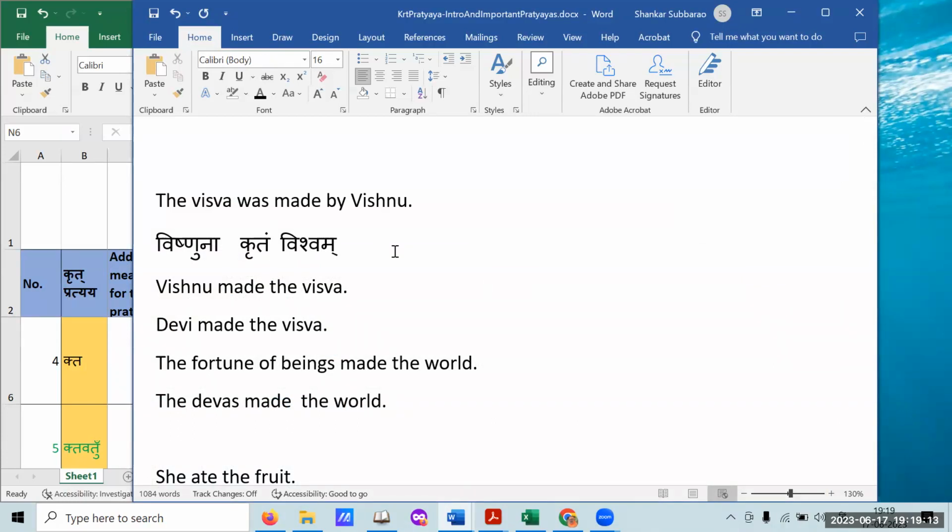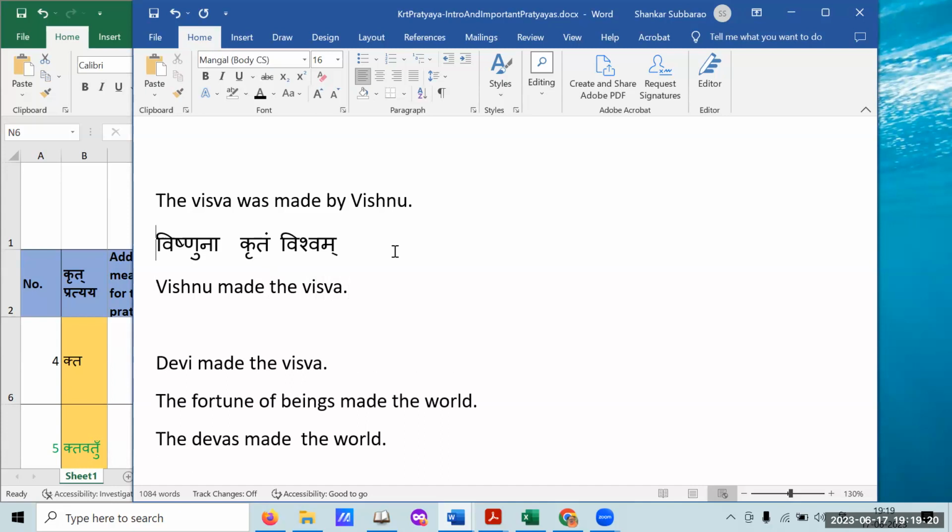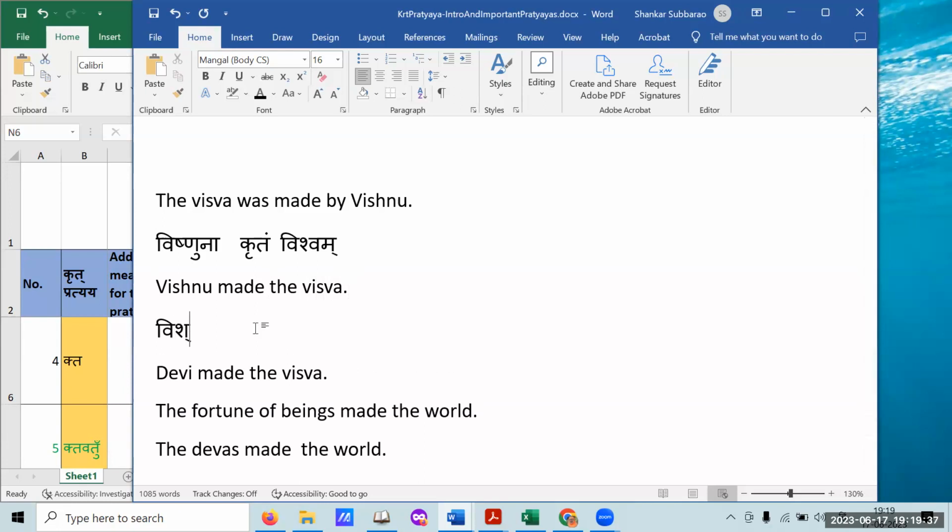Now, Vishnu made the Vishwa. How will you say that now? What will it be? What case will Vishnu be? Someone can raise your hand and answer. Yes, Santosh. Swamiji, first case. So, what will it be? Vishnuhu.